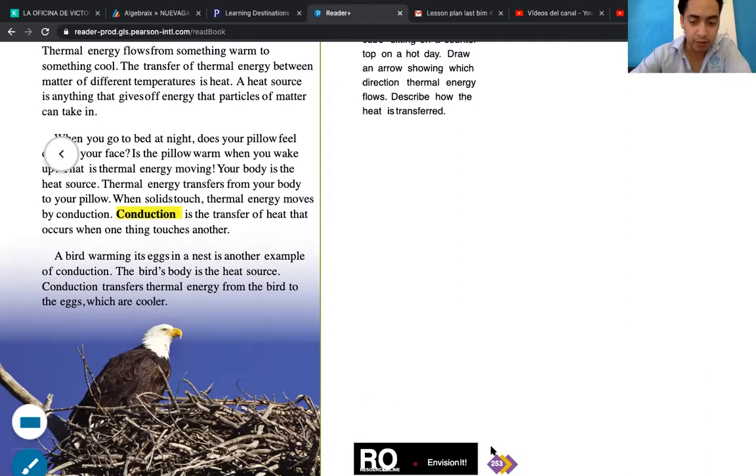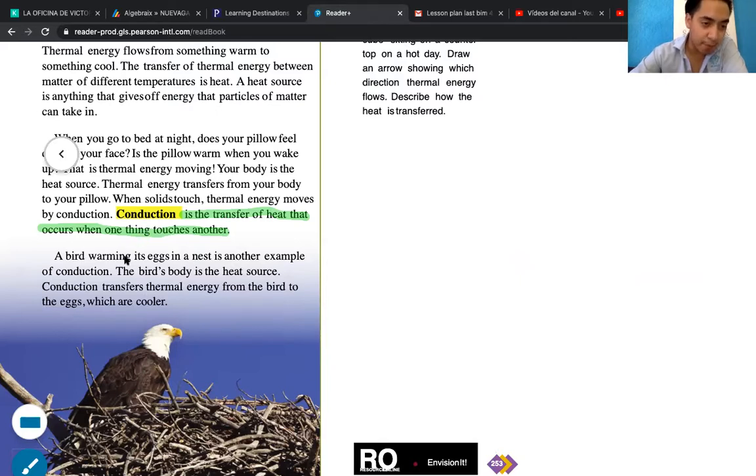Okay, so what we're going to do, I want you to highlight with a highlighter what it says: conduction is the transfer of heat that occurs when one thing touches another, okay? Highlight that in your Pearson book, because that's one of the definitions of conduction.